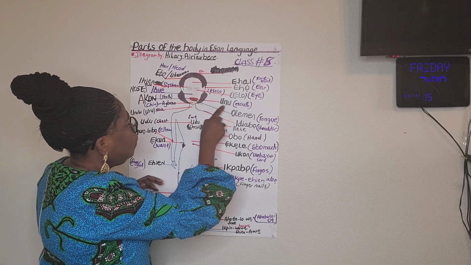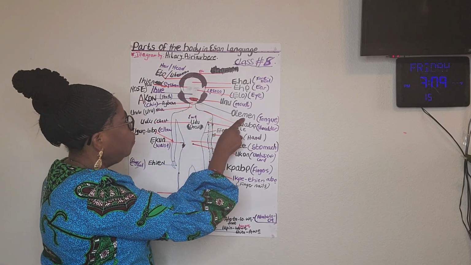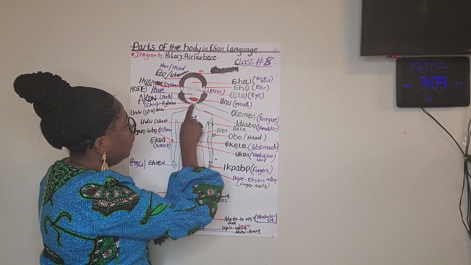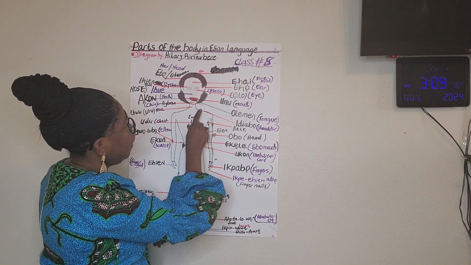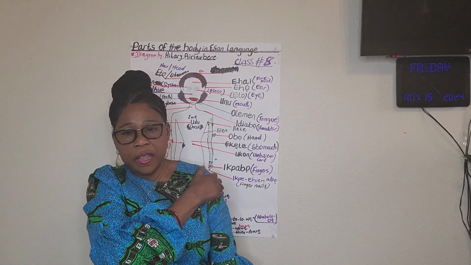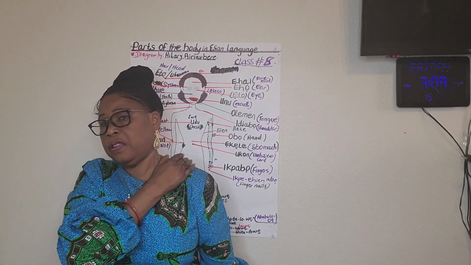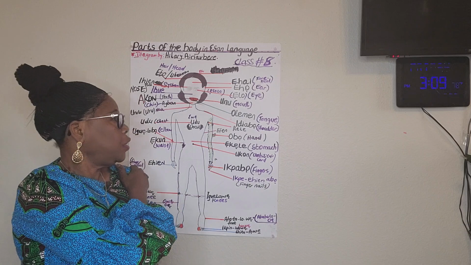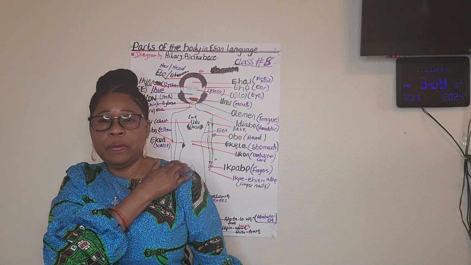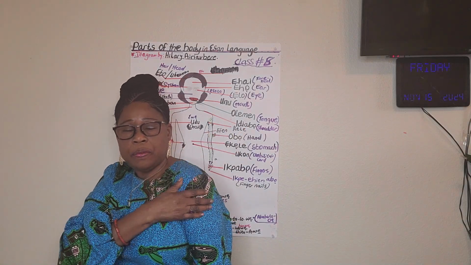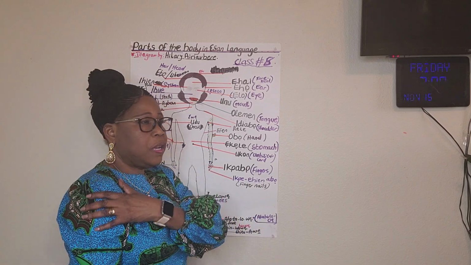Okay, now below the olame, we have the shoulder here. You see the shoulder right here. This is my shoulder here, right? This is shoulder. Here to here is my shoulder in English. And it's called idiabo. In ESAN, this is your idiabo. Idiabo, this is my idiabo.